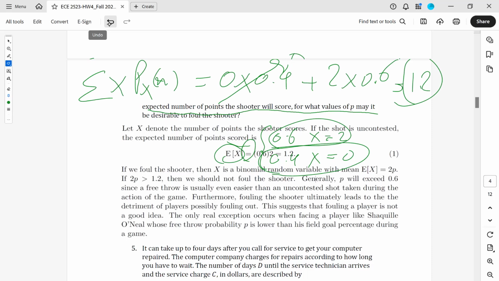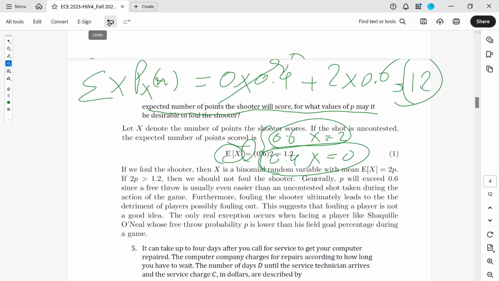Correct? Now, let's see what the other event means. In the other event, we foul the player. Now the player has 2 shots, okay, so it's a sequential kind of probability.